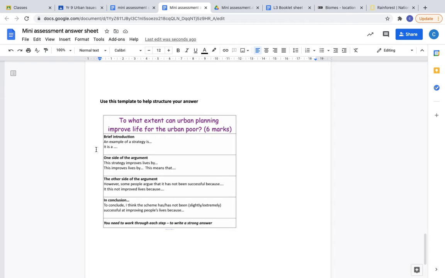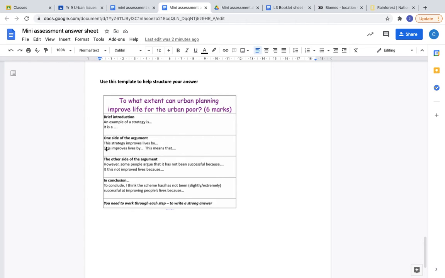So we're going to start with a brief introduction. We're going to start by introducing what this scheme is. So we'd say an example of a strategy is Tempo Housing, and then you might go on to explain it a little bit further. You might even include some data here. You can use your booklets for this, which you should have most of the information on Tempo Housing.